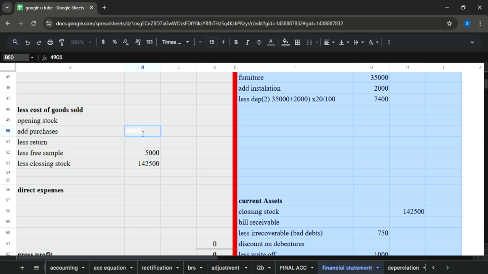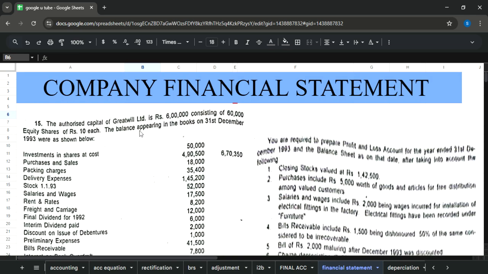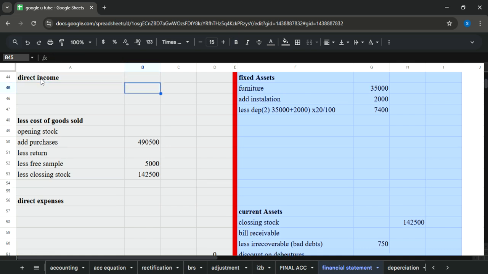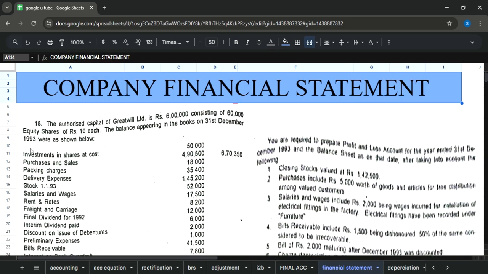Write down 490,500 in direct expense, cost of goods sold side. On credit side you have your sales 670,350. So here in direct income side we will mention 670,350 as our sales. Alright guys, now after sales we have packing charges.